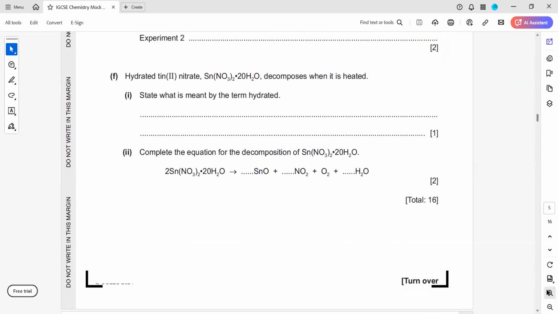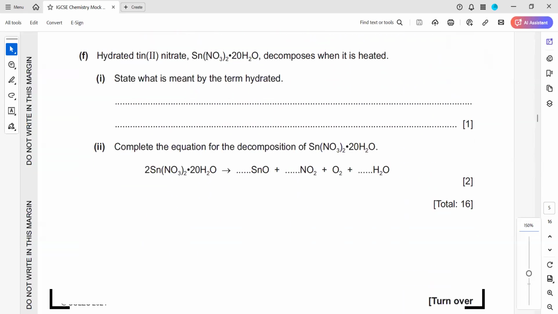In part F, hydrated tin nitrate is decomposed when heated. What is meant by the term hydrated? Hydrated salts contain water of crystallization, which means they contain water in their lattice. Can we say it has water?